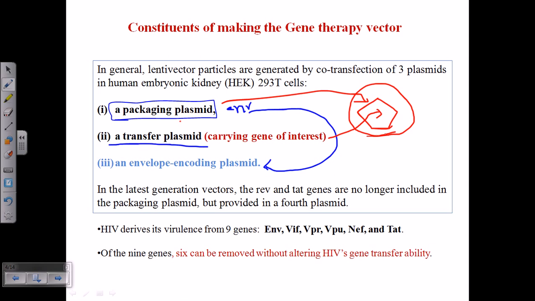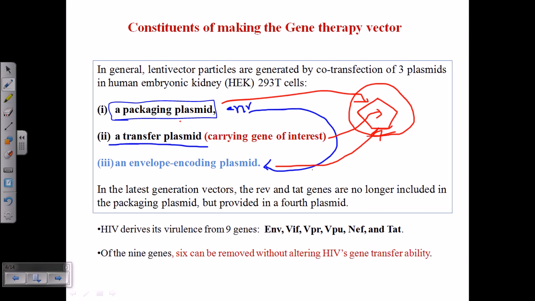So that's why the envelope is important, and we must have access to the envelope, and the envelope is encoded and provided by an envelope encoding plasmid. So you must have three plasmids. One simply provides only envelope, one provides only structural proteins, and another provides the gene of interest. Okay. So usually HIV derives the virulence from 9 genes.